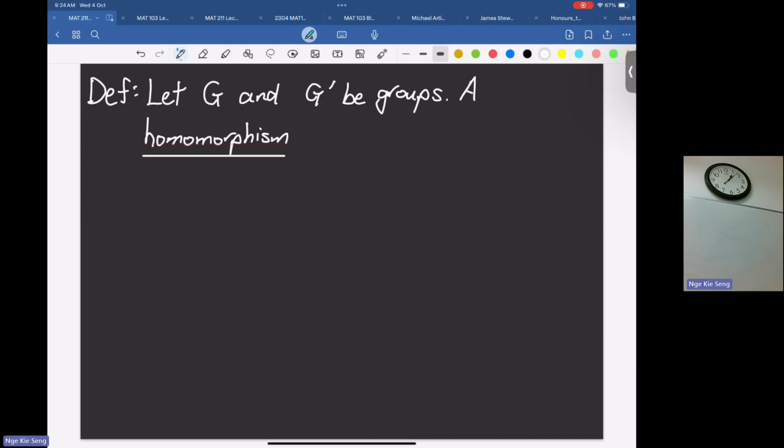Morph. What is morph? Form. A form. Okay, a form. Homo. Same form. They got the same form. Yes, that homo is coming from the same word. Which homo are you referring to? Yeah, the homo is the same. Okay, homo means same.